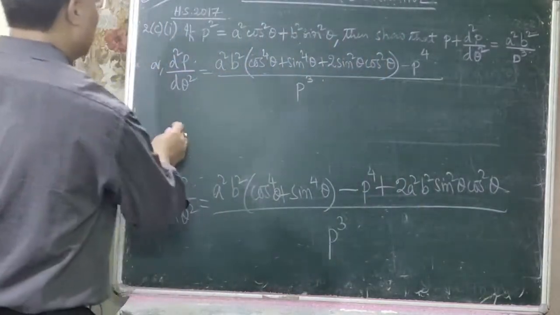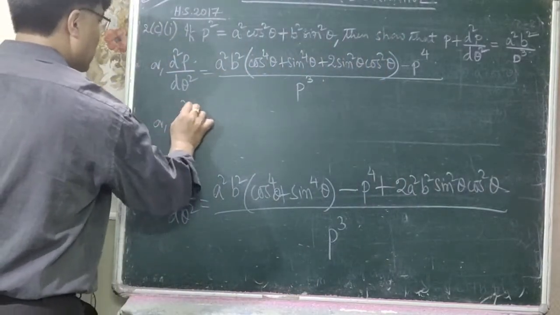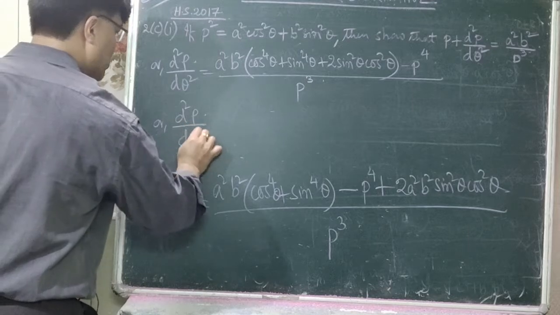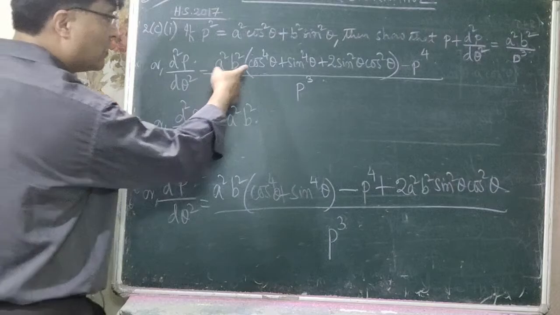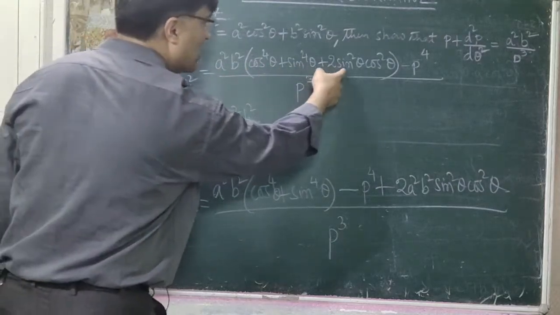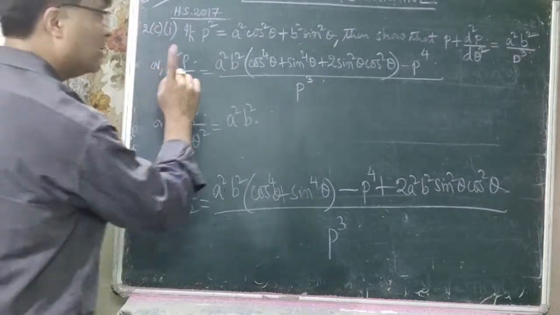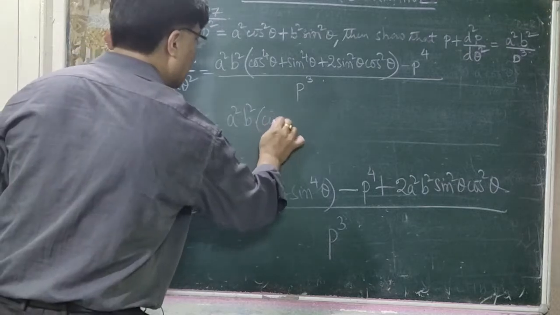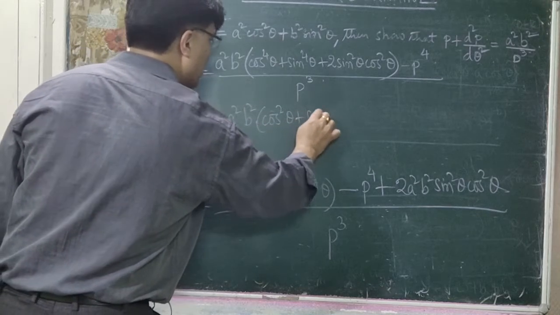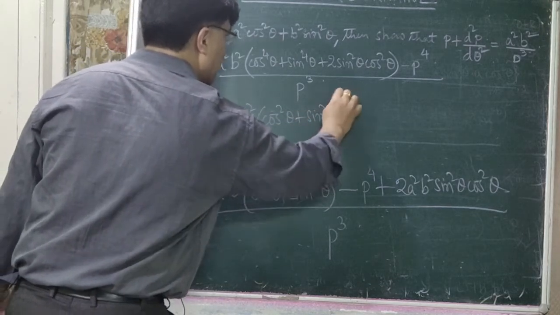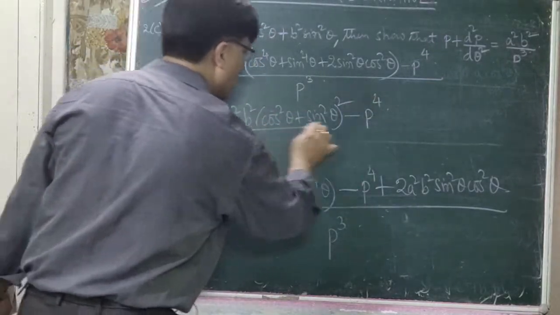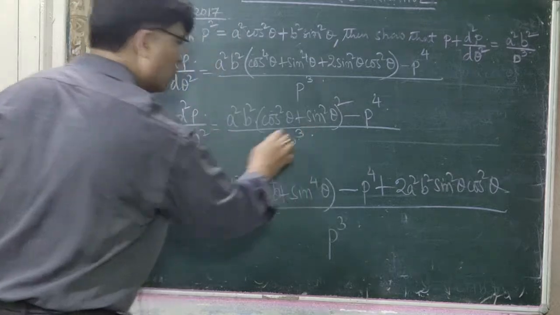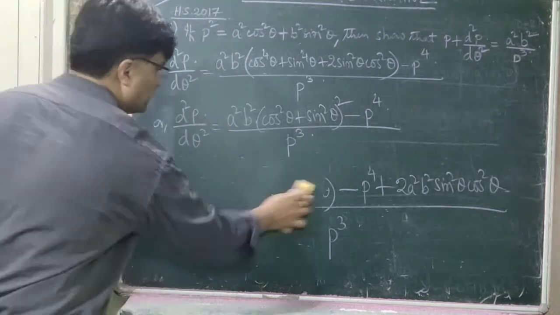So now in the next step, what will you write? d2p by d theta square is equal to a square b square into, now this is the formula, a square plus b square plus twice ab. What is the formula here? A plus b whole square, that is your cos square theta plus sin square theta whole square, then minus p to the power 4 whole divided by this is your p cube. Understood?